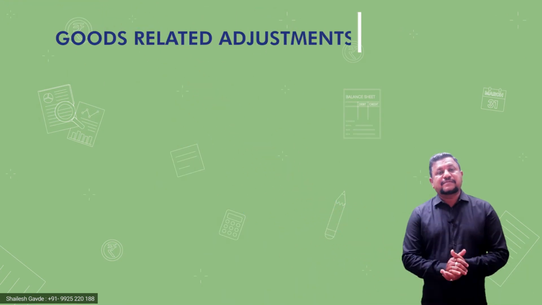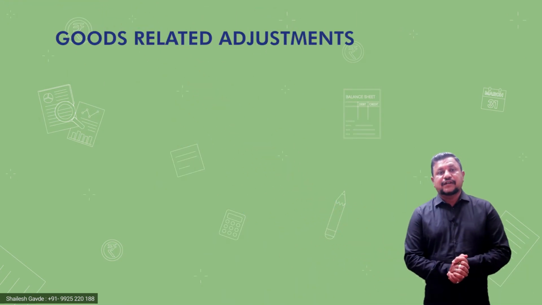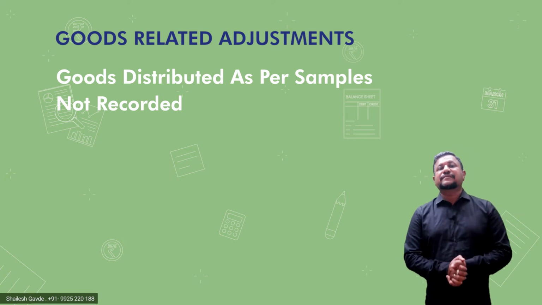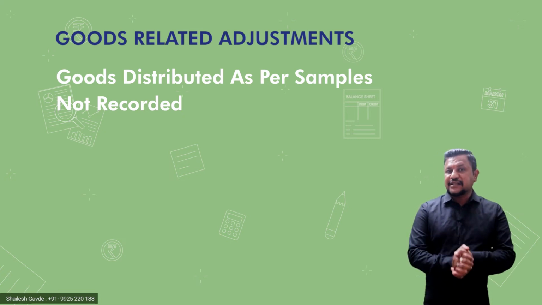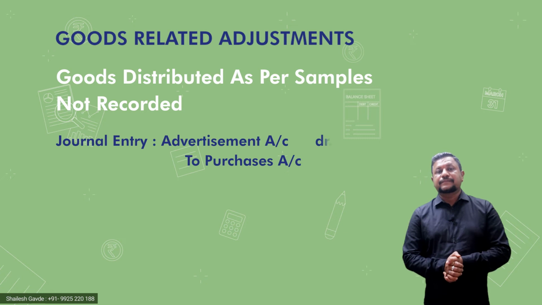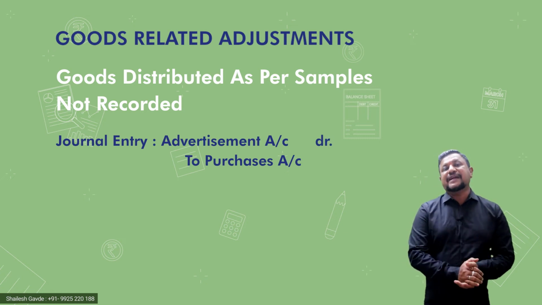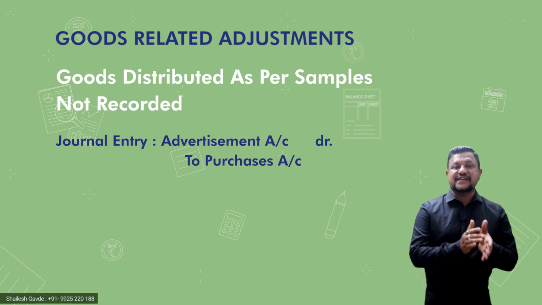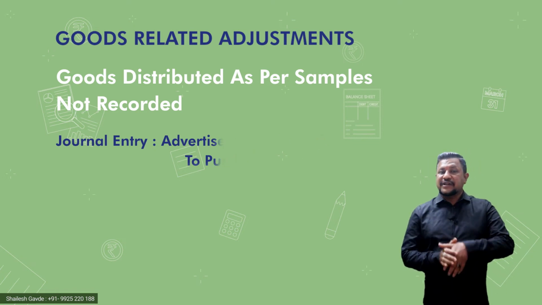Well, the next adjustment on goods we'll take is goods distributed as free samples not recorded. If we think about journal entry, it is advertisement account debit or sample expenses account debit to purchase account. So it affects our trading account and profit and loss account.